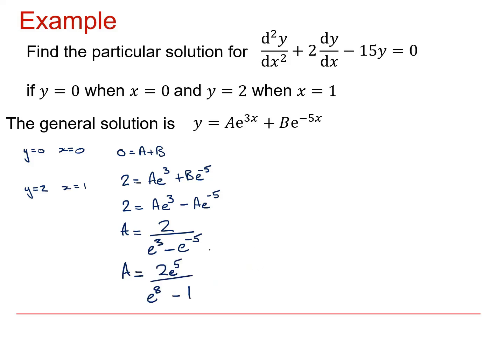We've already said that a is equal to minus b, so we're going to get that b is equal to minus 2e to the 5 over e to the 8 minus 1. And so my particular solution becomes y is equal to, well, this constant 2e to the 5 over e to the 8 minus 1 times e to the 3x minus e to the minus 5x.